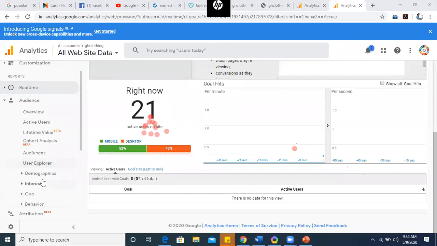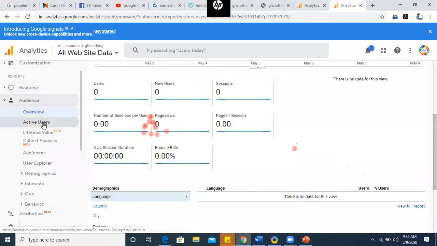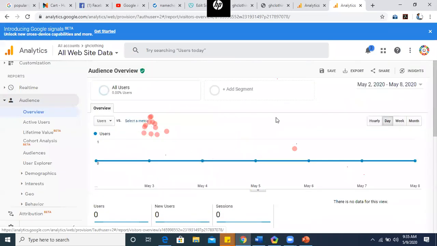So let's look at this one. Now, if you look at this part, we have audience. Look at the audience overview. Audience means those who are active on your platform. Look at this. We have 0000 here, but don't worry, it's because it's a new website. That's why it's like that.